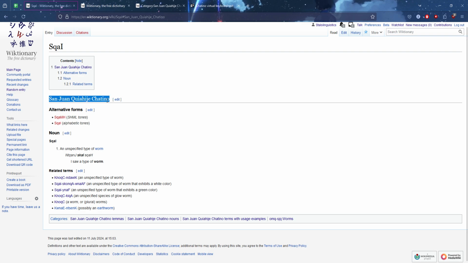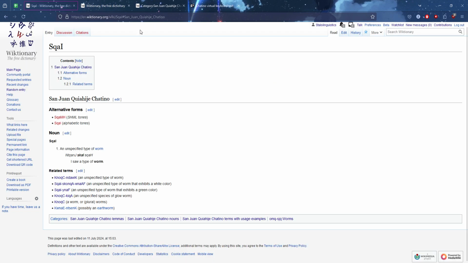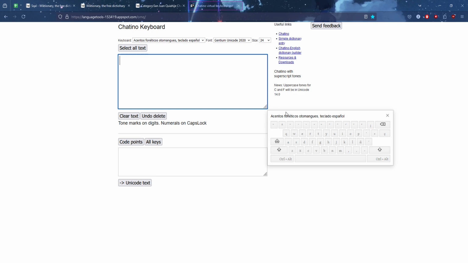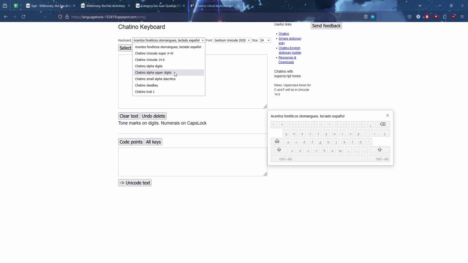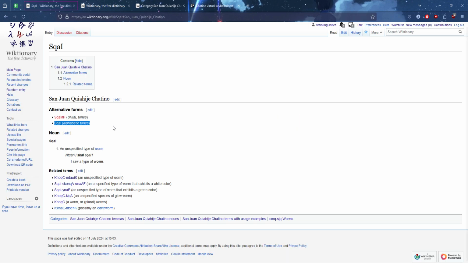And below this, you have the alternative forms. I added the alphabetic tones with the superscript, which I used this Chatino keyboard from Emiliana Cruz, thank you, as well as from Dr. Hilaria Cruz herself. But this is what I've been using, this keyboard, for doing all of my entries for these alphabetic tones.